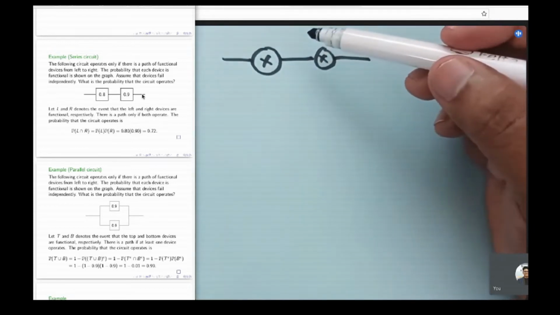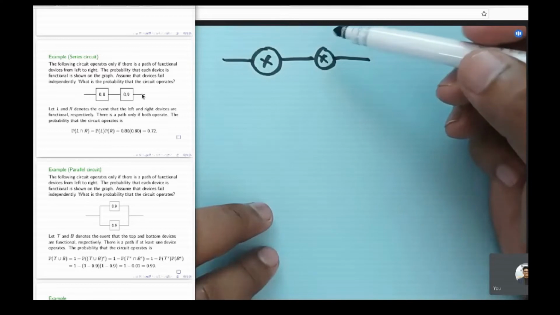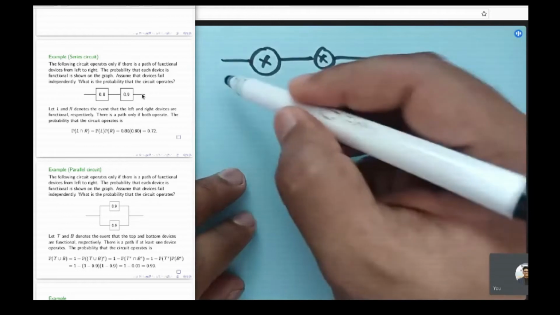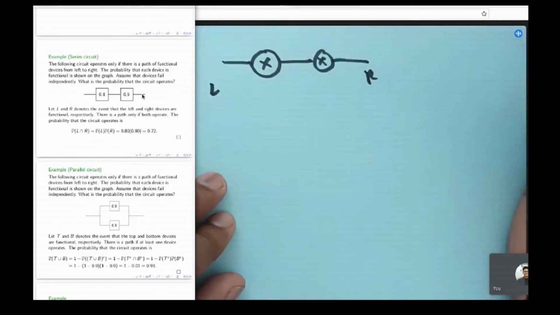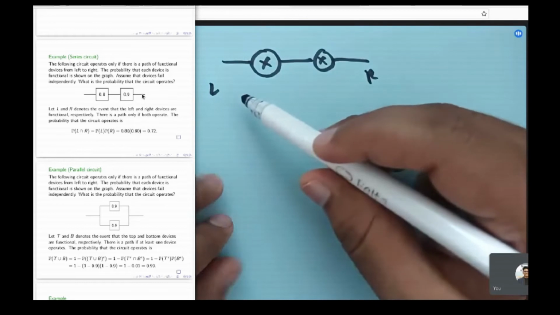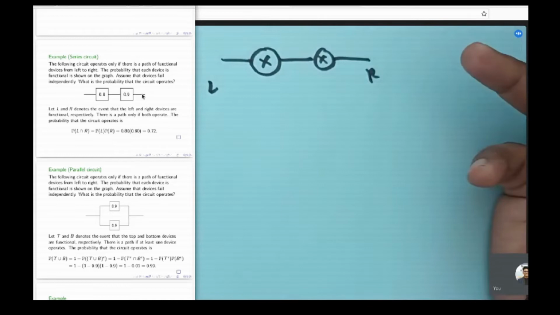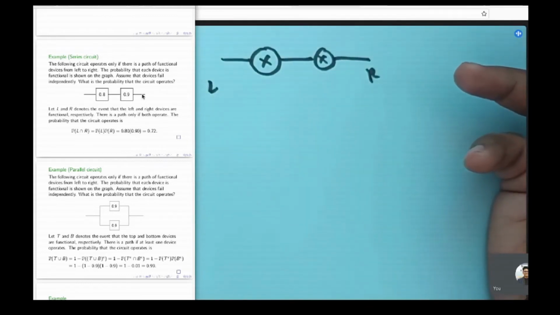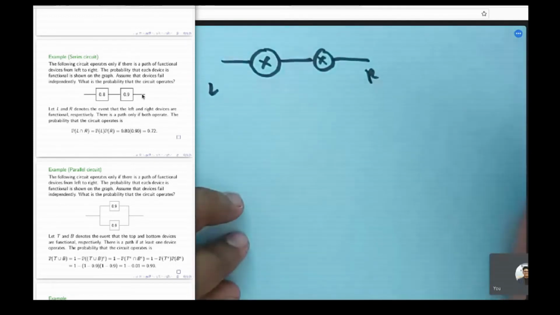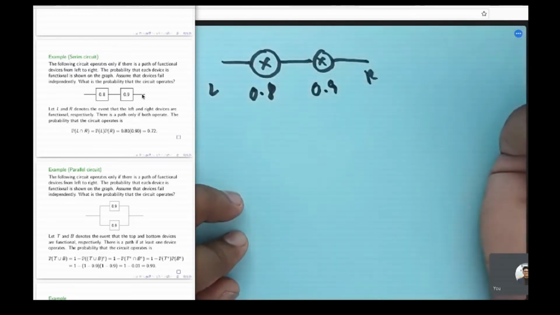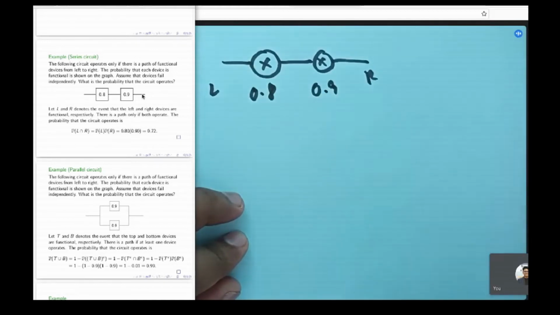So the question says the following circuit operates only if there is a path of functional devices from left to right. So this is your left and this is your right, and only if from left to right all these items are functional, then the circuit will operate. The question is, the probability that each device is functional has been shown. So you can see this is 0.8 and this is 0.9. Assume that devices fail independently. What is the probability that the circuit operates?